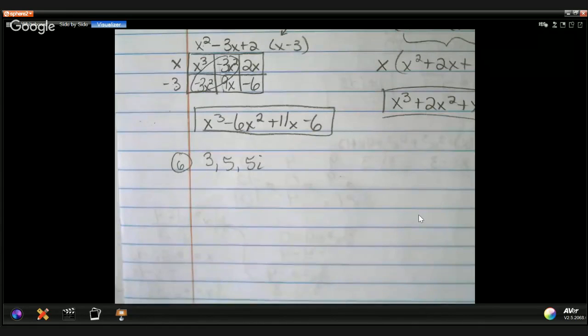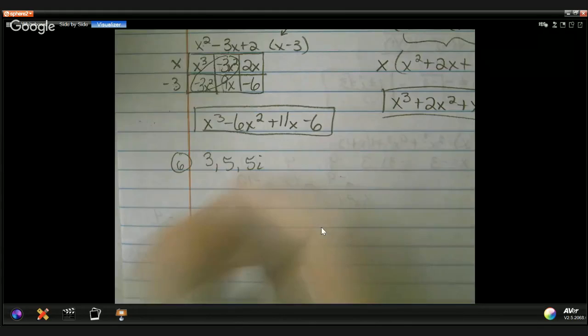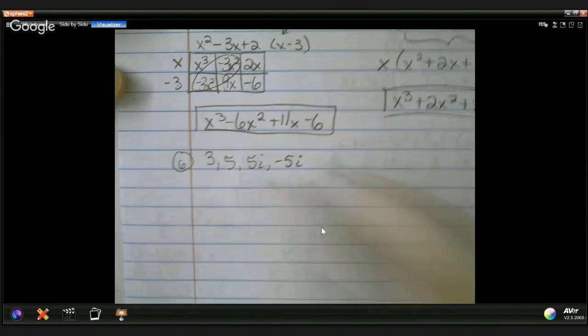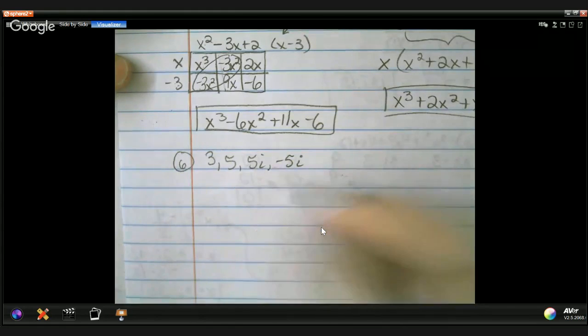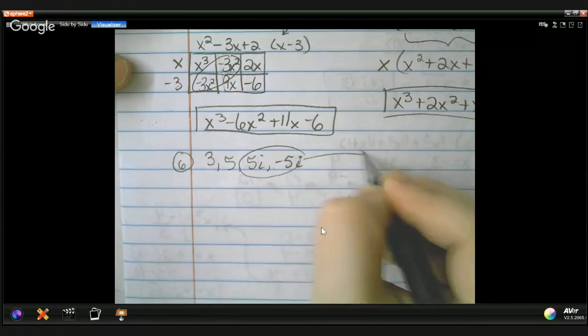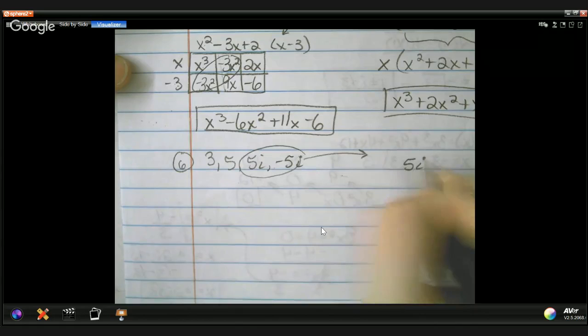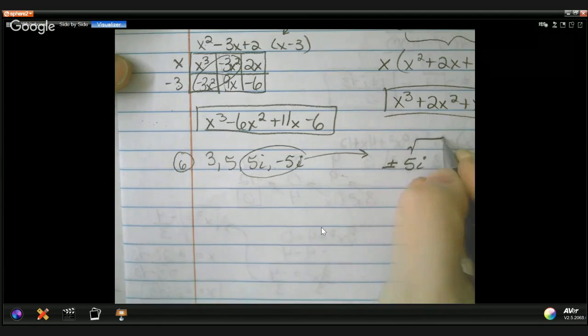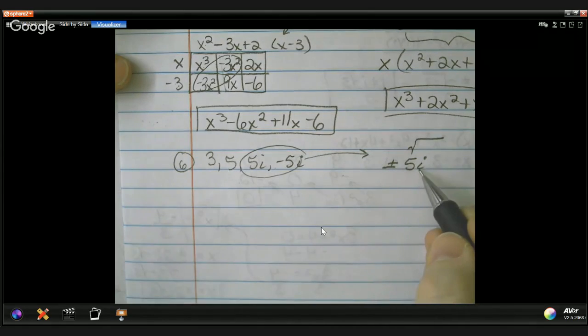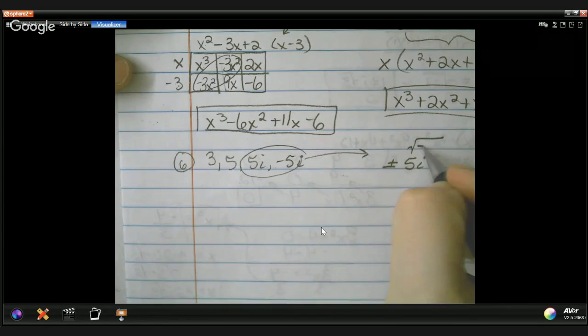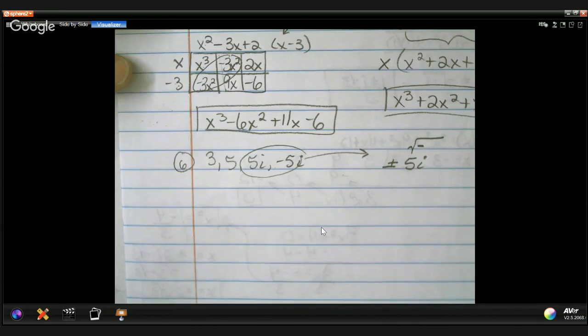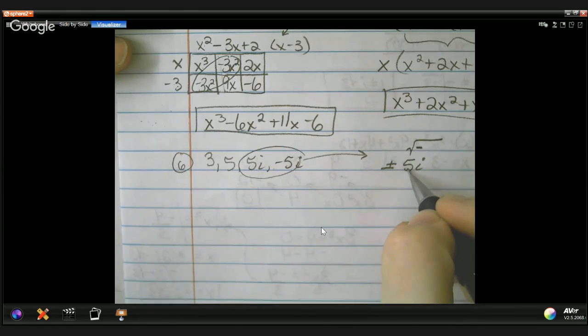All right, let's look at the last one, number 6. Now, remember what I said is when you have an imaginary, they come as partners. All right, so if I have a positive 5i, that also means that I have to have a negative 5i. Now, when you get an i, let's kind of just look and see what that means. The only way you could get a plus or minus 5i is if you take the square root of something. Well, the only way you get an i is if I take the square root of a negative. And the square root that gives me 5 is 25.